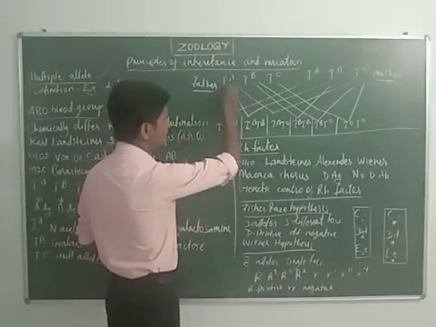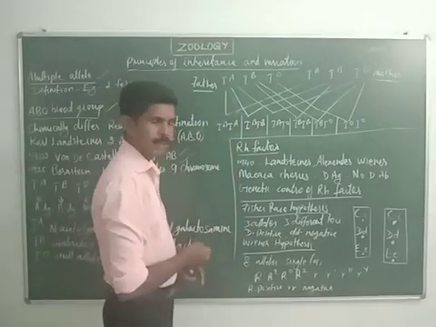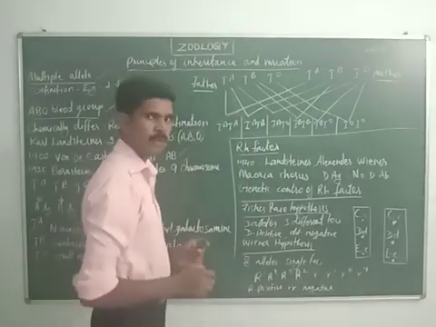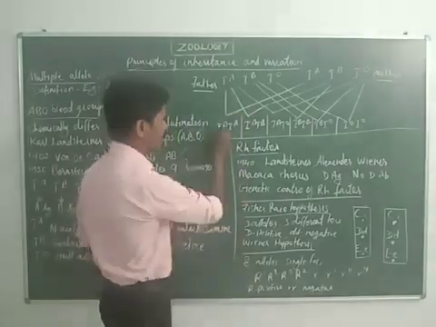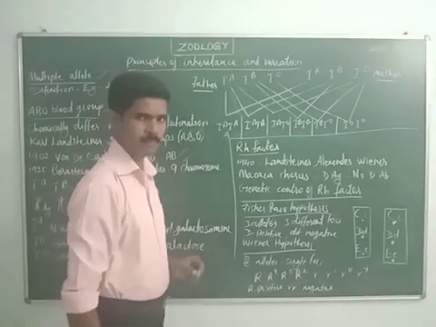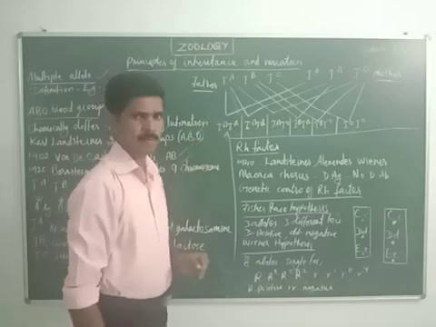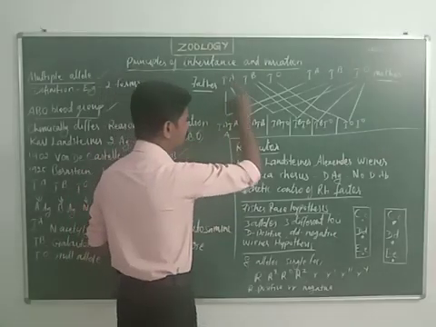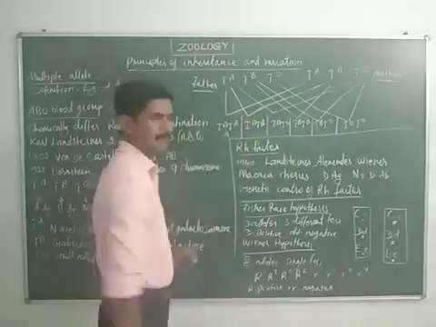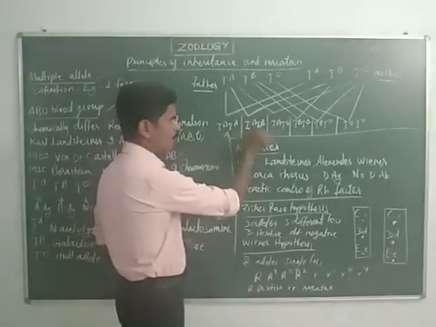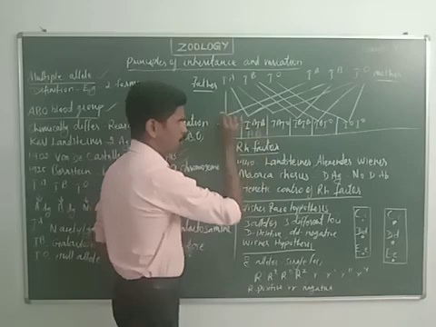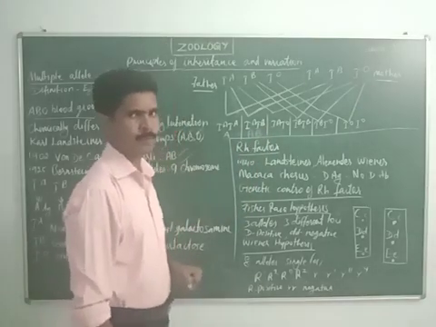When a child receives IA allele from the father and IA allele from the mother, both alleles are IA, so that child's blood group is A group. When the child receives IA allele from the father and IB allele from the mother, one allele is IA and one allele is IB, so the child's blood group is AB group.